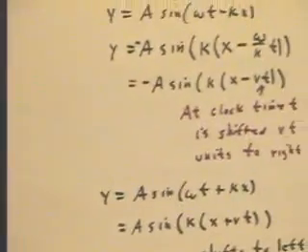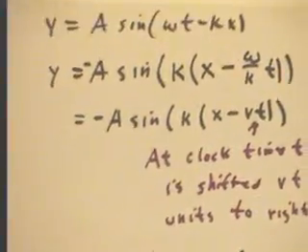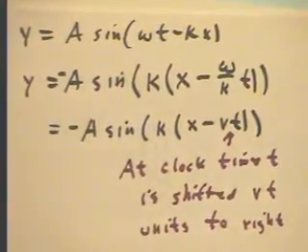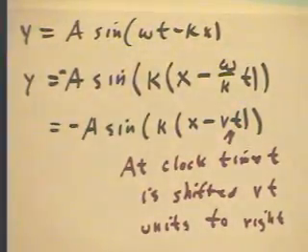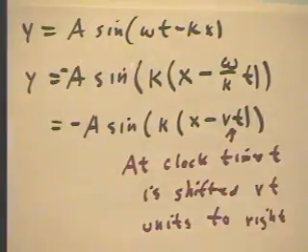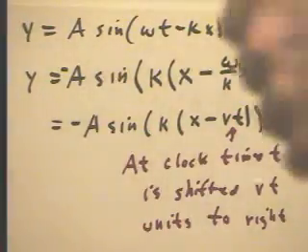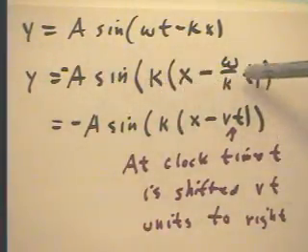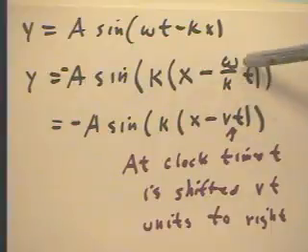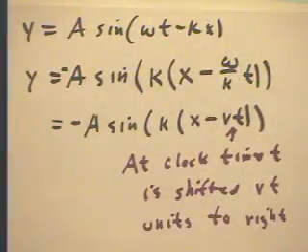To see how this wave travels, we look at the function y equals A sine of quantity omega t minus kx as a kx graph that's shifted by omega over k times t. Now let's see what that means.